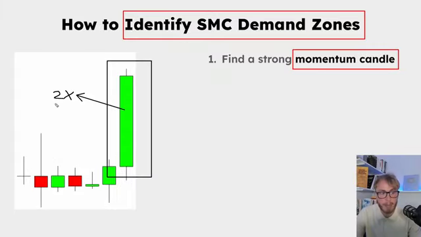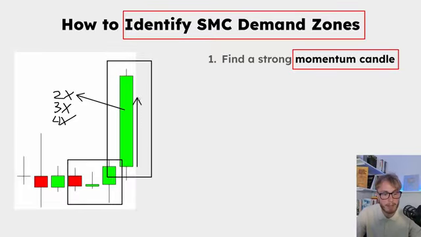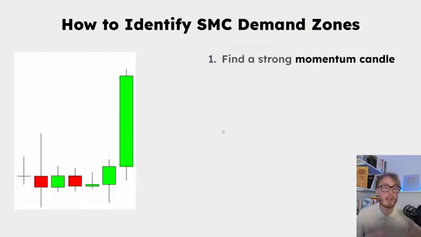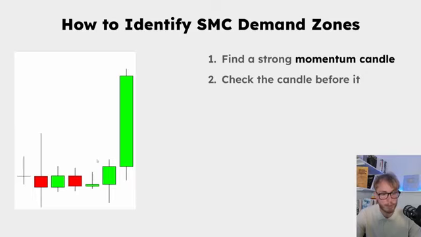But preferably, I want this candle to be maybe 3 times or even 4 times as large as the previous candles. So what you can do is look at the previous 3 candles or so, and compare the length of the momentum candle to the length of the previous candles right here. You want to look out for a real body that is at least twice the size of these candles. And when you have found your momentum candle, step 2 is to look at the candle before the momentum candle. In this case, we want to look at this candle right here.